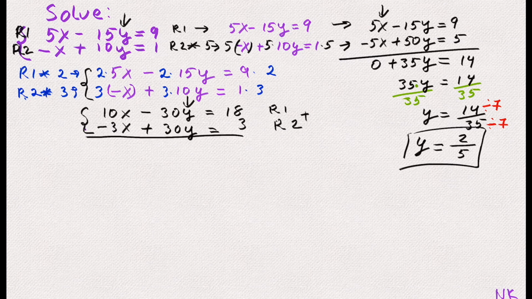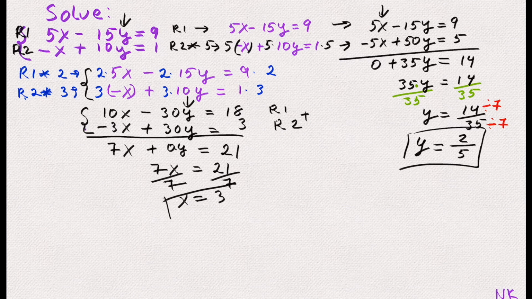So we get 10x minus 3x, 7x, plus 0y, or 0, equals 18 plus 3, 21. So 7x equals 21. Divide by 7, and we get x is equal to 3. And this is the second piece of our solution. I would like to check my work.